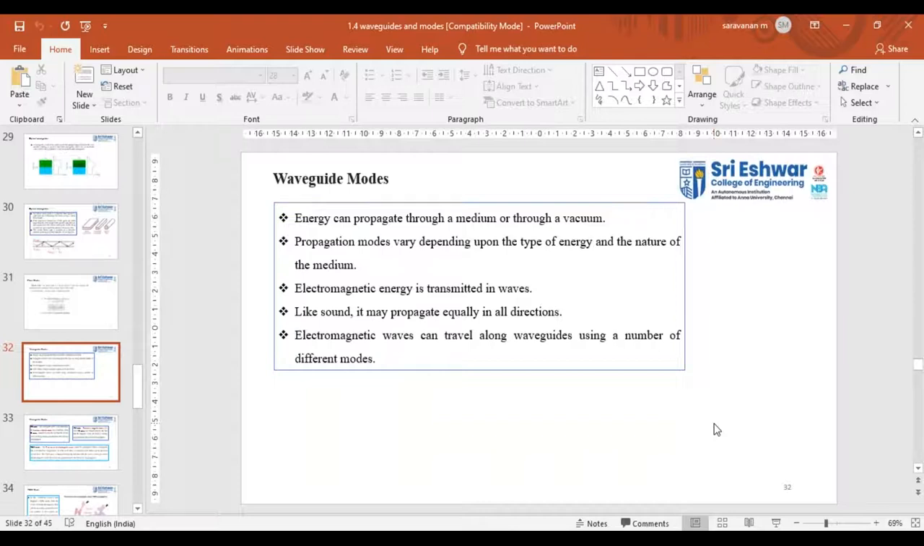So waveguides are for energy that can propagate through a medium or a vacuum. For up to 100 kilometers, there are no issues. If you go for a long distance, for example 100,000 kilometers, normal fiber optic cables are not enough. So we should go for wave propagation, that is, we go for the waveguide.